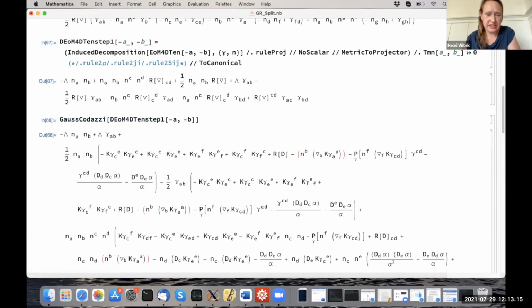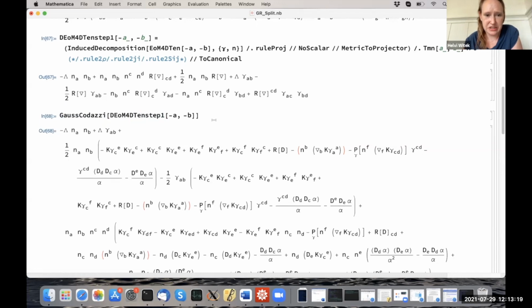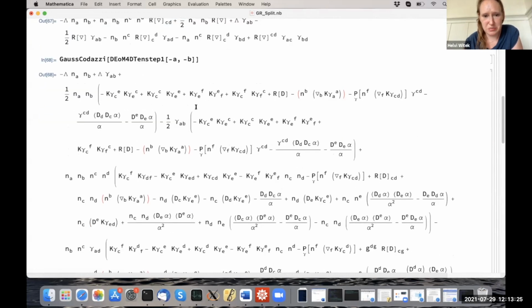Yeah, so what you get here now, and this is still very lengthy, is essentially every time you see a 4-dimensional Ricci tensor or 4-dimensional Ricci scalar, it's going to be replaced by its relation to the extrinsic curvature. This R with a capital D is now the 3-dimensional Ricci scalar, and there are relations to derivatives of the extrinsic curvature.